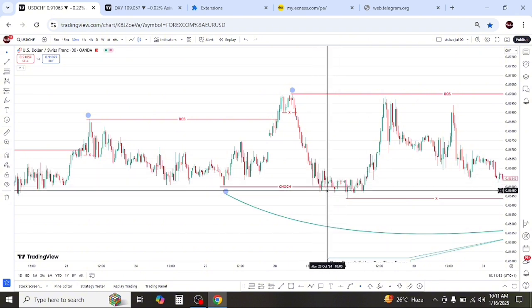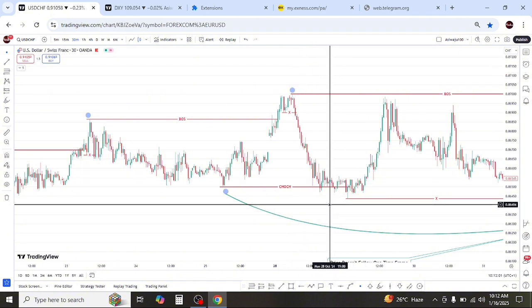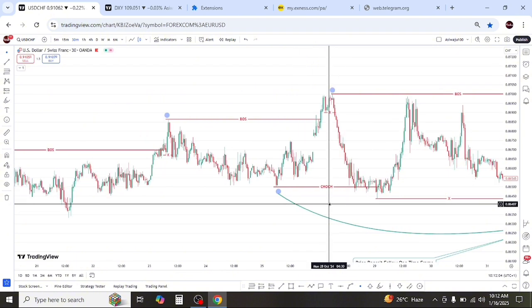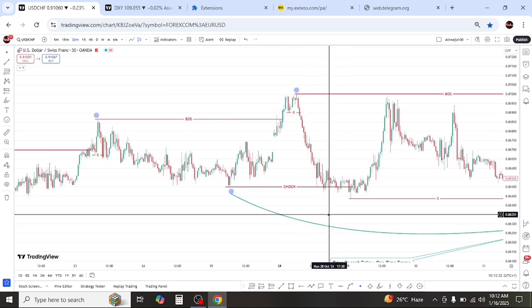So this is not a change of character, because sometimes the institution pushes price back to a certain point in the market just to grab liquidity. And remember, I said earlier that price does not follow one single time frame. So when you stick to 15 minutes and you keep on trading on the 15 minutes, and you don't go to the higher time frame to check what is happening, this point might be a 4-hour inducement point. So price doesn't follow one single time frame. So that's what you should understand. So price retraces from this point to grab this low.